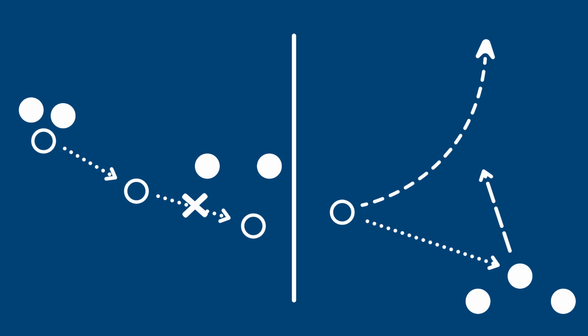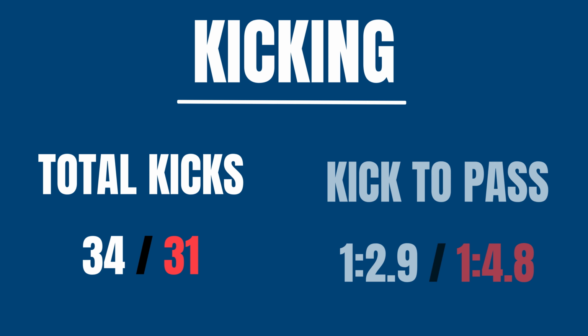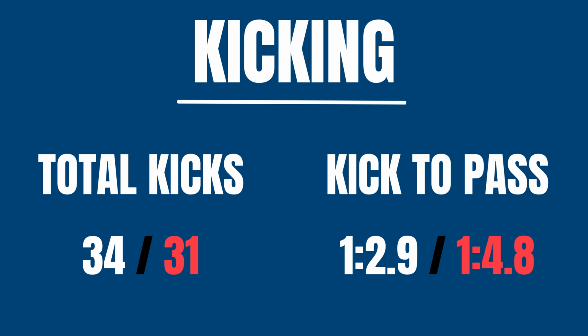But when they saw that it wasn't working and that England's defence was solid, they switched to a more conservative attack and kicking approach, which put pressure back on England. By the end of the match, Scotland made 34 kicks to England's 31. They also had a kick-to-pass ratio of 1 to 2.9, while England were at 1 to 4.8. These, among other stats such as territory, suggest that despite England's pressure throughout the match, Scotland were able to deal with it effectively. I also felt that Scotland's back three grew into the game as the match went on.